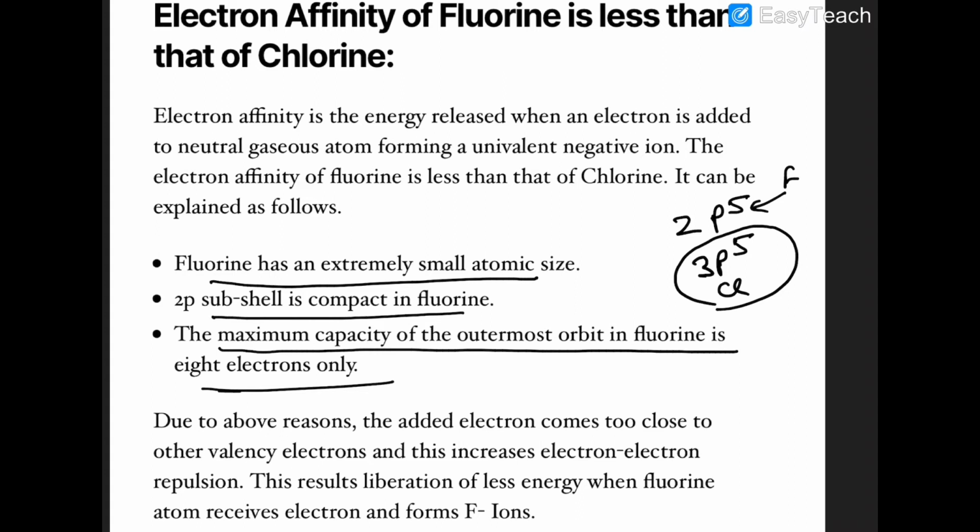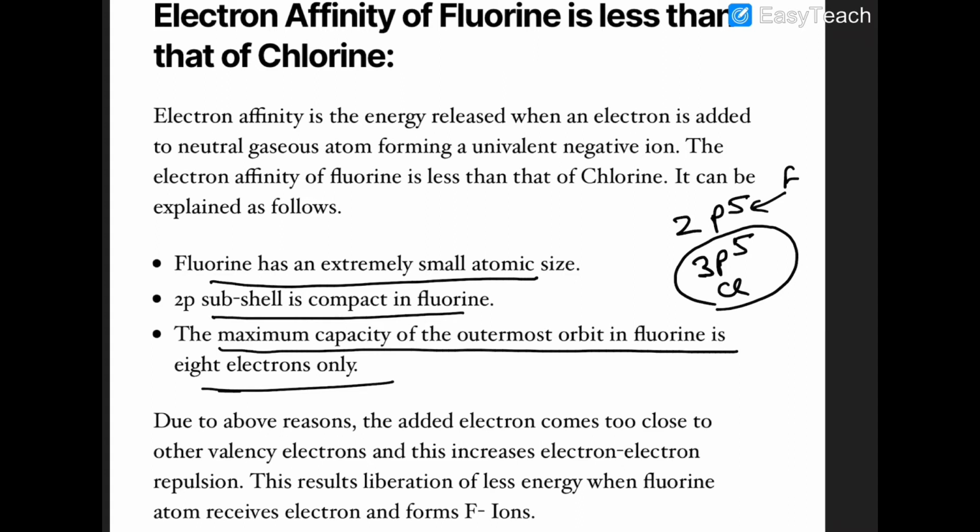I am repeating once more. In the case of fluorine, the incoming electron has to enter a smaller 2p subshell, while in the case of chlorine, the 3p sublevel is comparatively larger in size. And due to that, electronic repulsions are more in the case of fluorine and lesser in the case of chlorine. So fluorine has a slightly lower value than chlorine. It is not a large difference.